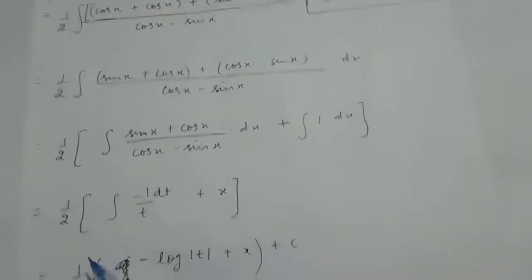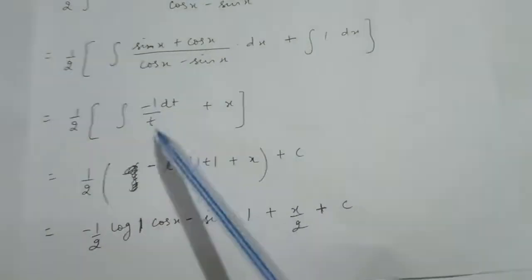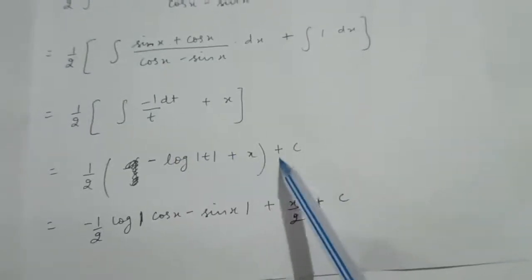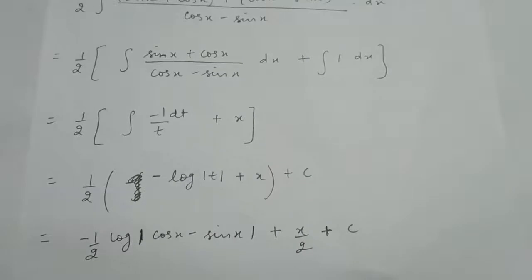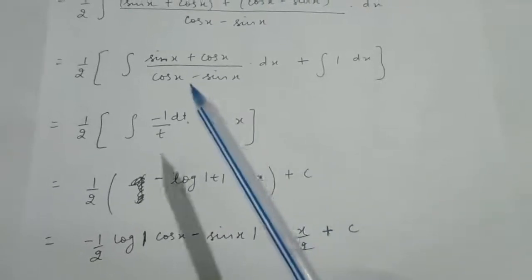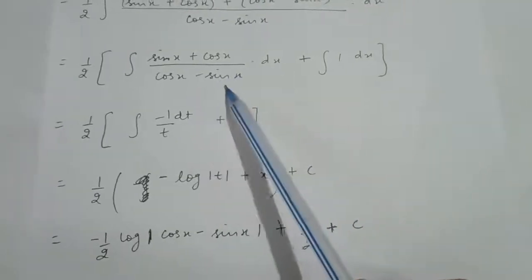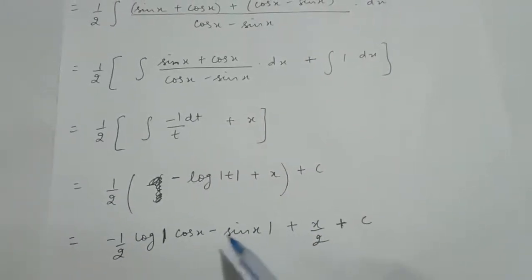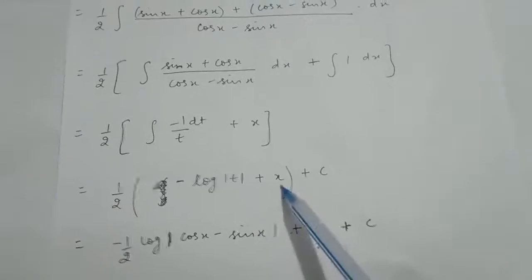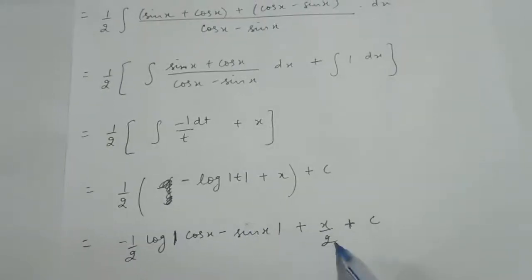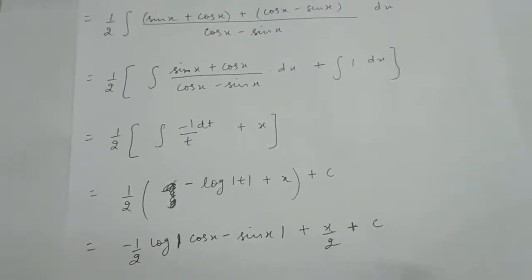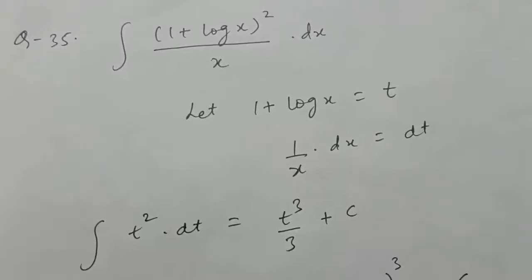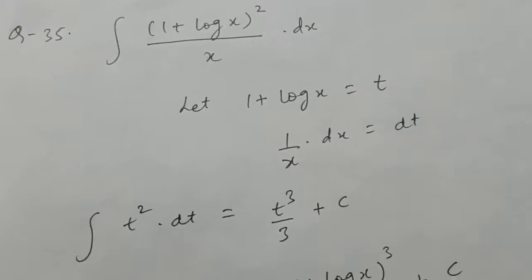Now 1 by 2 as it is, minus integral of 1 by t is log mod t plus x plus c. In place of t, write down now cos x minus sin x, which you let as t, right? So you will get minus 1 by 2 log mod of cos x minus sin x plus x by 2 plus c. Clear? Number 35th, integral of 1 plus log x whole square upon x into dx.